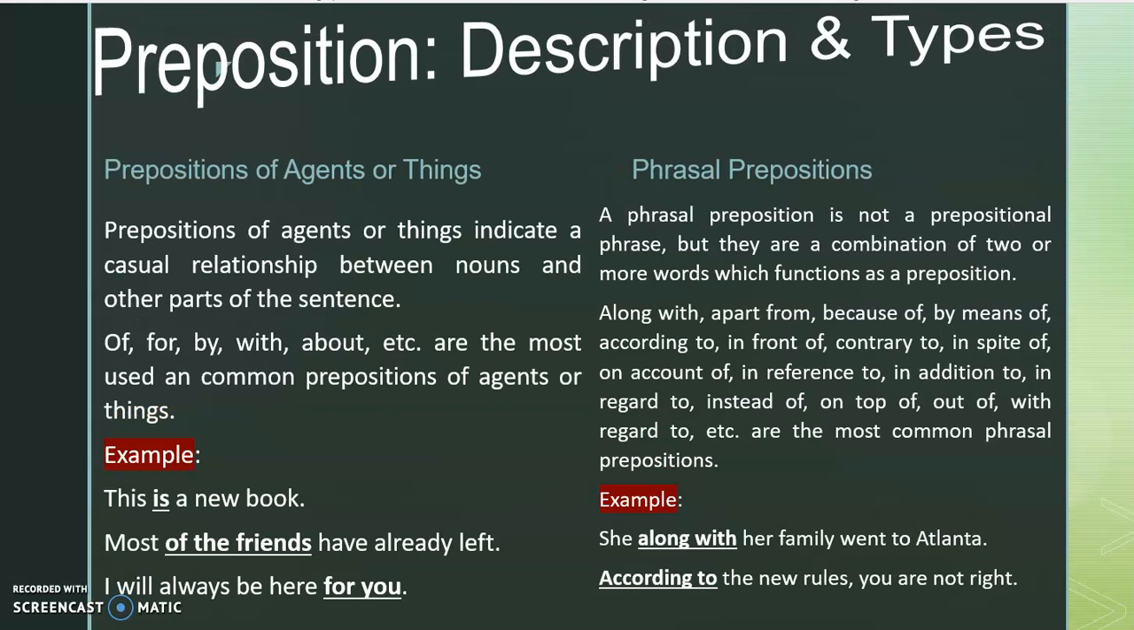Prepositions of agents or things. Prepositions of agents or things indicate a causal relationship between nouns and other parts of the sentence. For example, this is a new book. Most of the friends have already left. I will always be here for you.